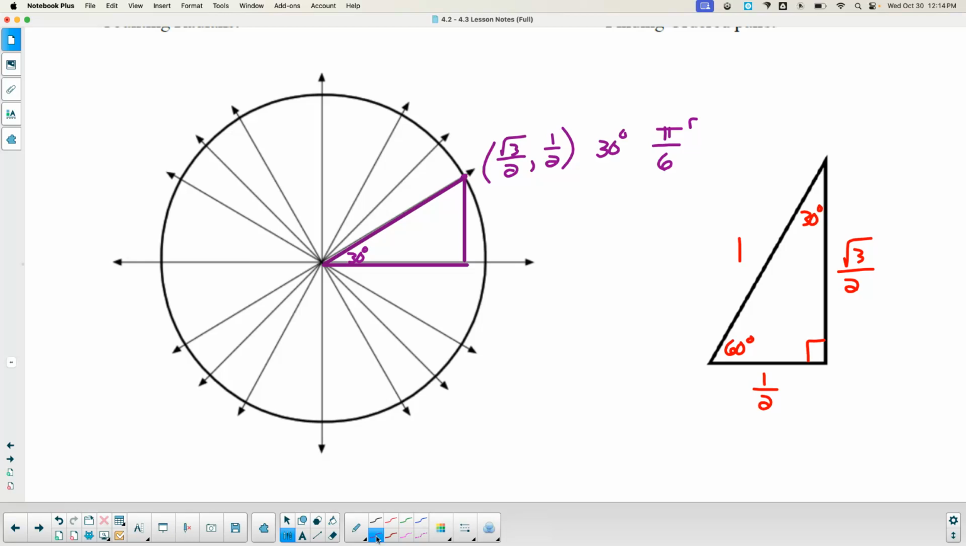That triangle can be reflected to over here, and now this angle here is the 30 degree angle, which means then now I'm in the negative positive quadrant. What would the degree measure be for there? 150. And that converted is 5π/6.